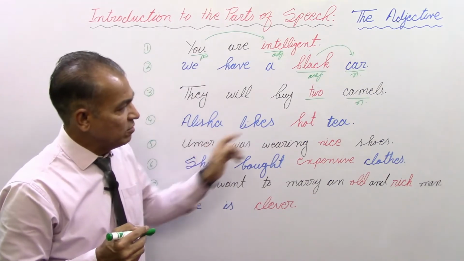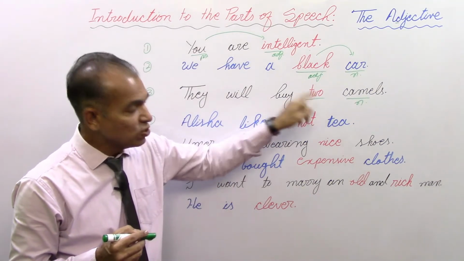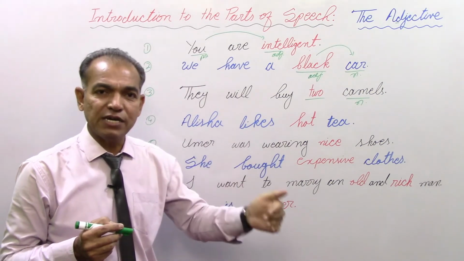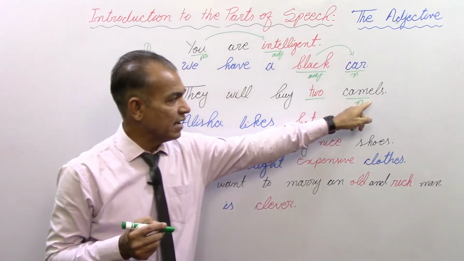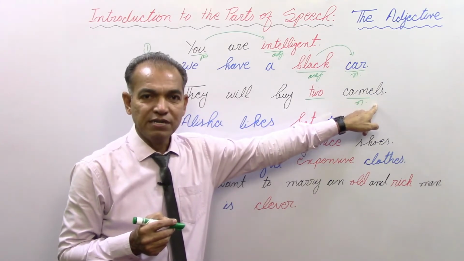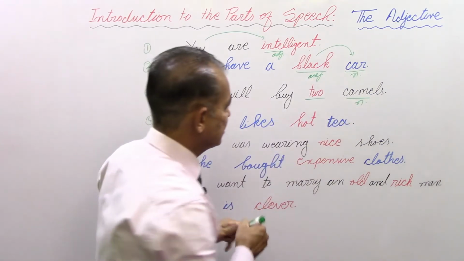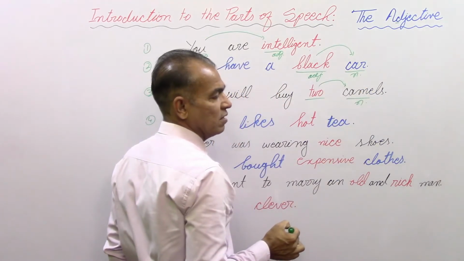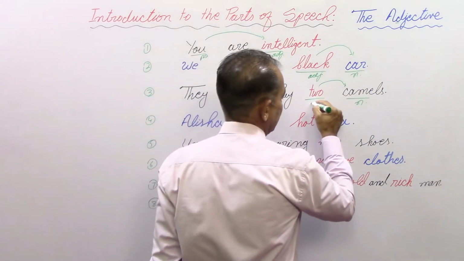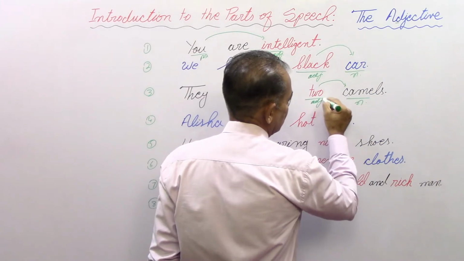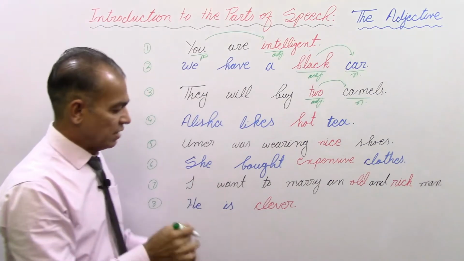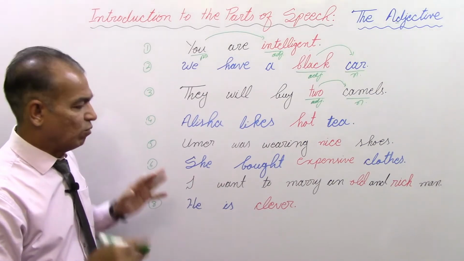When you use the word two, the word two provides some extra information to the listener about camels, about nouns. So as this word has provided some extra information about a noun, it means this is an adjective. What is an adjective? A word that provides some extra information about a noun. This is a simple definition.